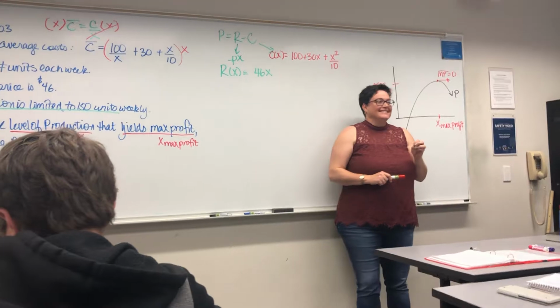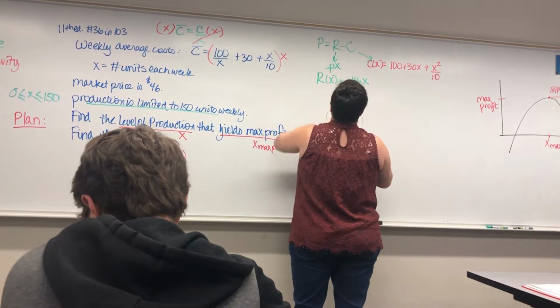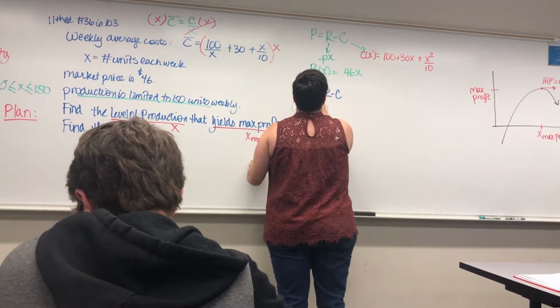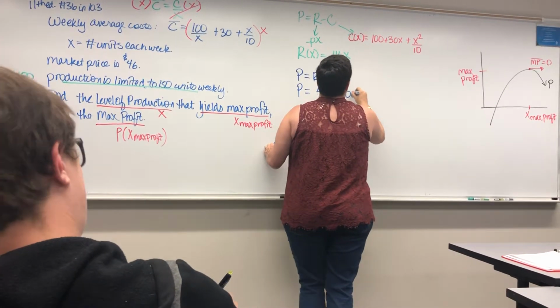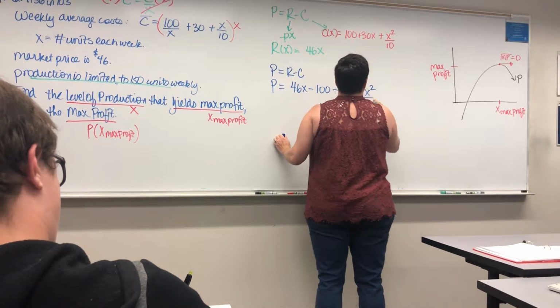Which is bad. Okay, so let's build that profit function. Profit equals revenue minus cost. Profit equals 46x minus 100 minus 30x minus x squared over 10.